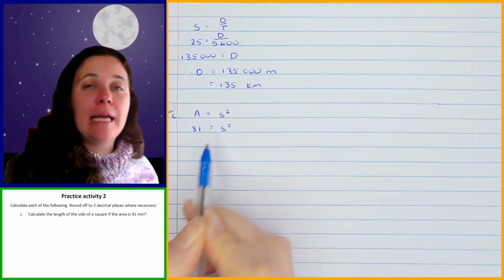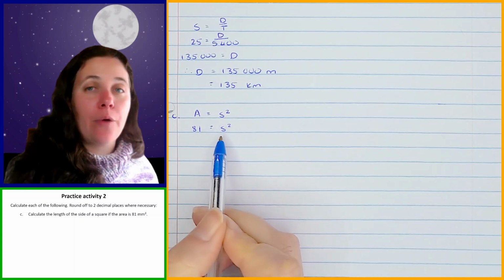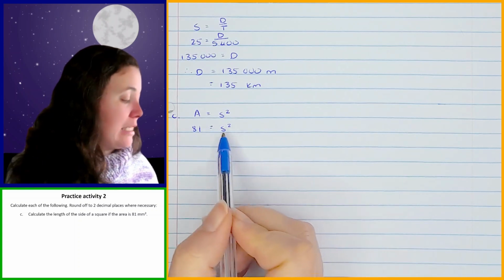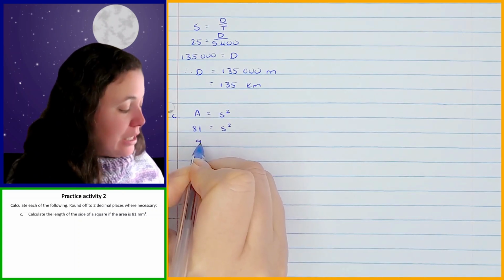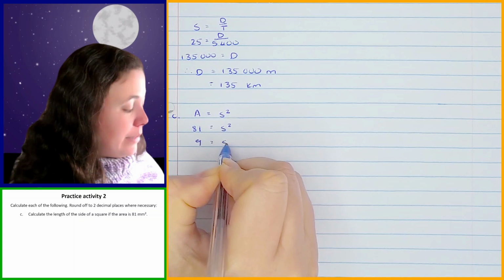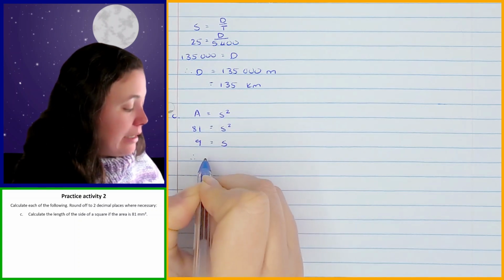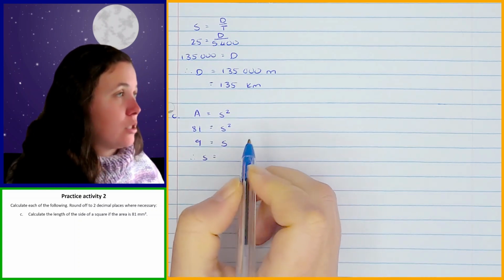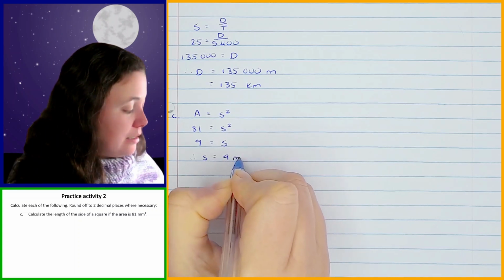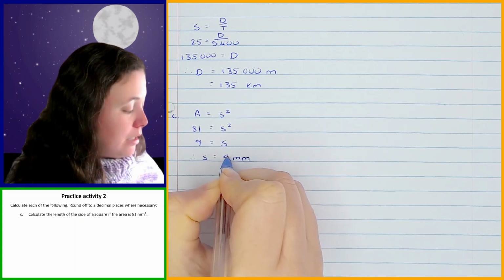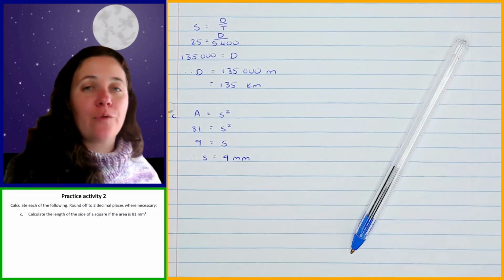Okay, so to work out S, I'm going to do the opposite of squaring, and I'm going to square root to cancel out that square. So the square root of 81, you should know, is 9. So that means that S is 9. So that means that the length of the side of my square is 9, and the measurement was in millimeters. So it's 9 millimeters. So that's what you should have got for question C.